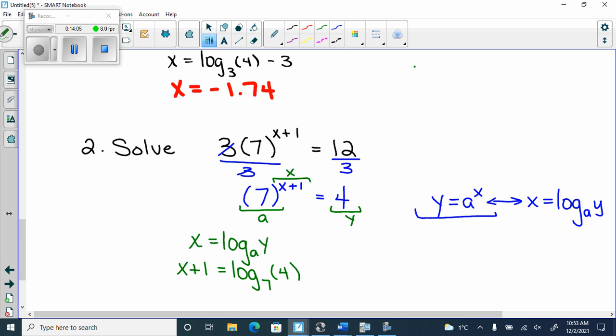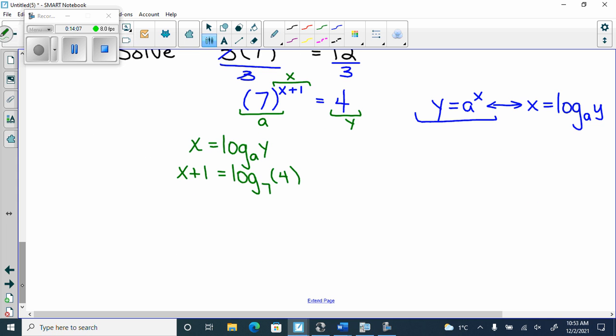And then what do I have to do? Subtract 1. And what do you get? Can you take it in? Negative 2.9, we'll say. Okay, please bear with me. We're going to try this out.